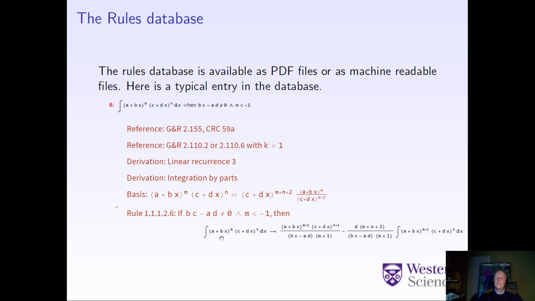Then the rule itself starts with the integral and converts it into a term without an integral sign plus a modified integral. Notice that M is less than -1, so the original integral has a power of M. The modified integral has a power of M plus 1. Since M is starting off negative, M plus 1 will be in absolute terms a smaller number than M. So we have reduced the complexity of the integral by this rule.